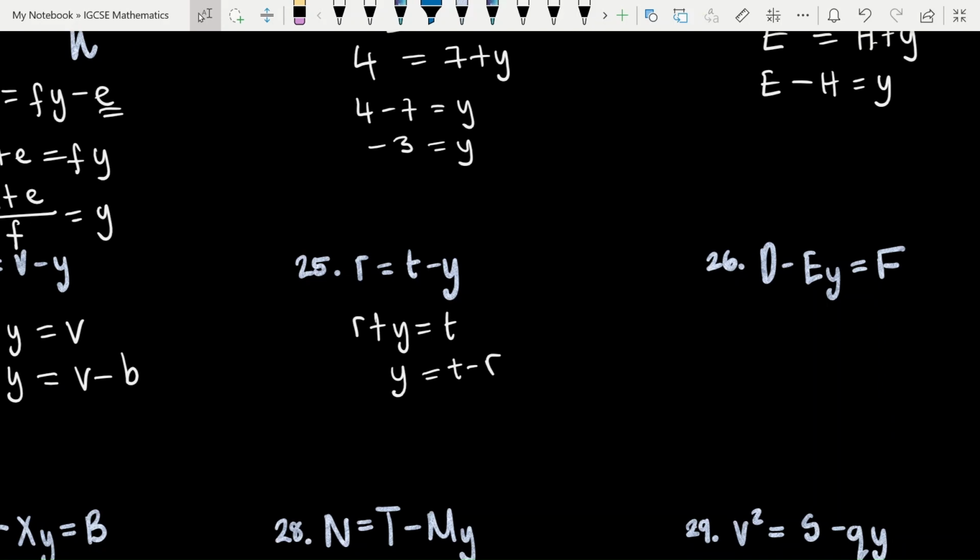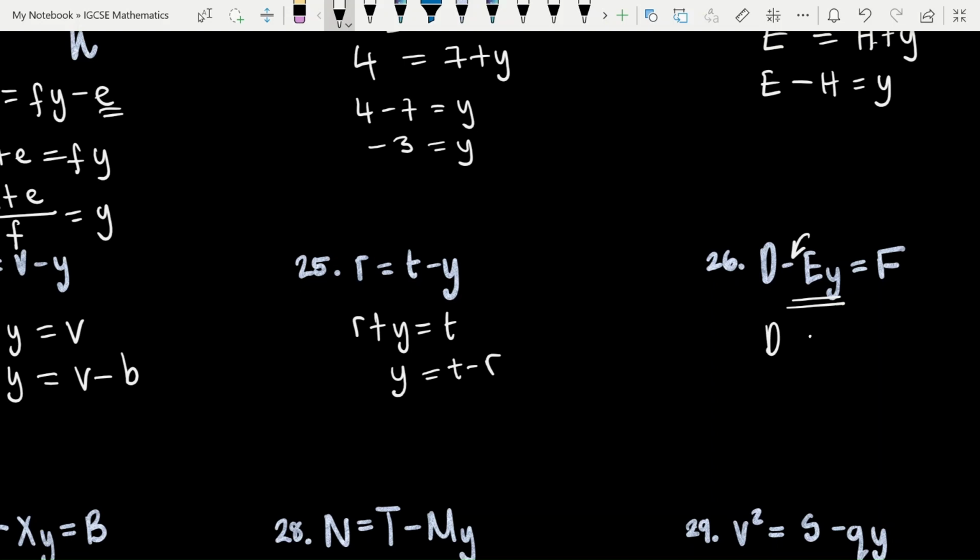Number 26. D minus ey is equal to f. Okay, check. Is y positive or negative? Look at the term with y. It's called ey. That term, is it negative or positive? It's negative, because the sign in front of it is a negative sign. Remember, ey is one thing. Whenever you multiply two things together, they become one. So ey is one term. So the term with y is negative. So that means we can't even start. The first thing we do is to make that thing positive, if it's on one line like this.